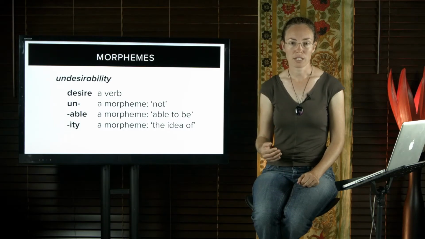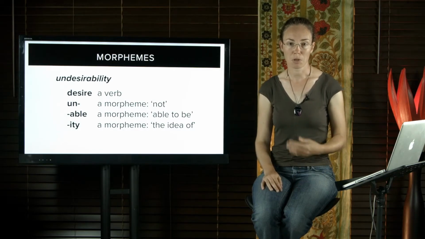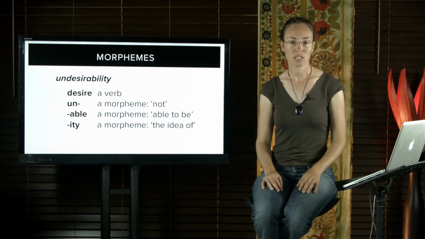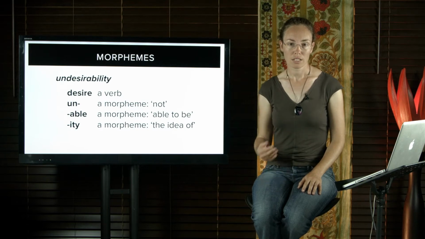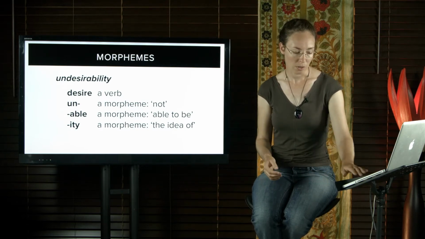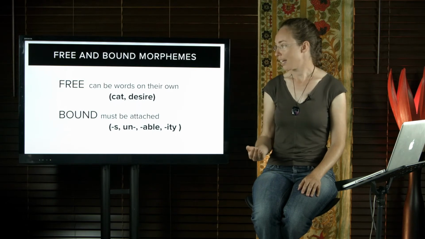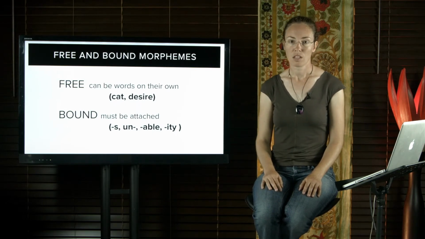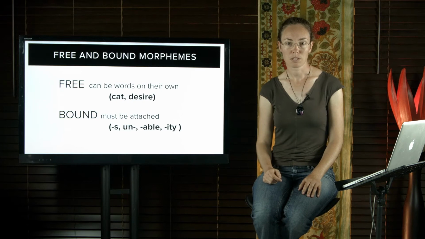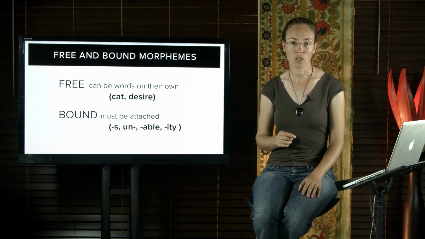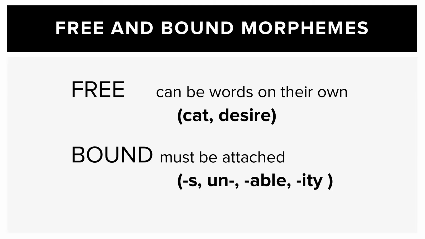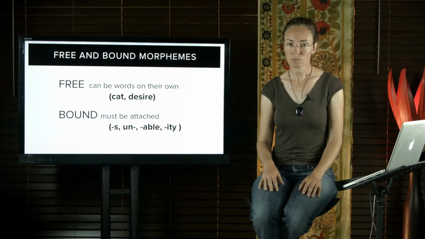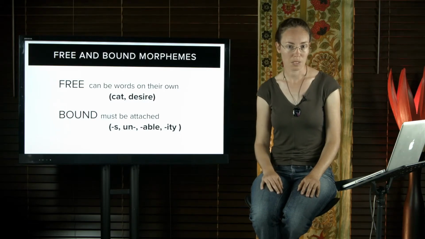We say that words that consist of just one morpheme are monomorphemic. Words that consist of more than one morpheme are polymorphemic. Now, some morphemes can be words on their own, for example, cat or desire. These are called free morphemes. Some morphemes can't occur by themselves. They can only occur when they're attached to another morpheme, for example, s, un, able, or ity. These are called bound morphemes.